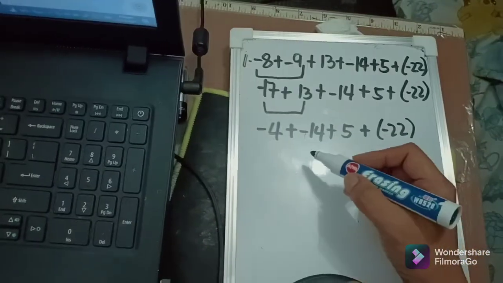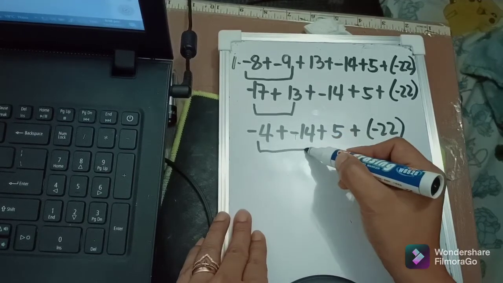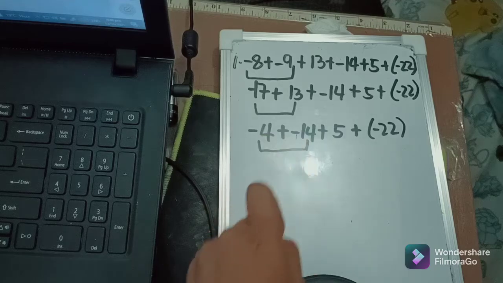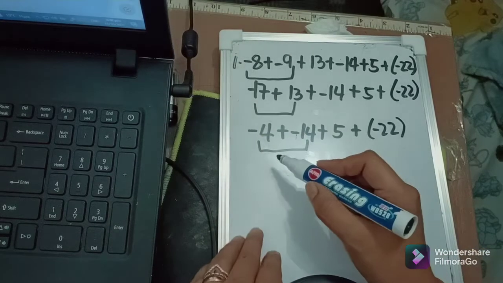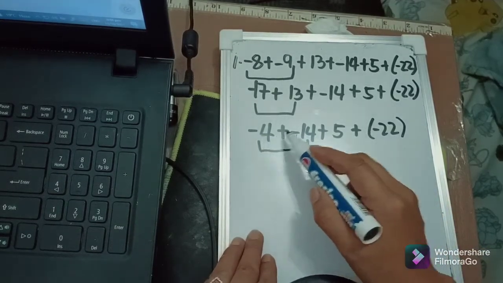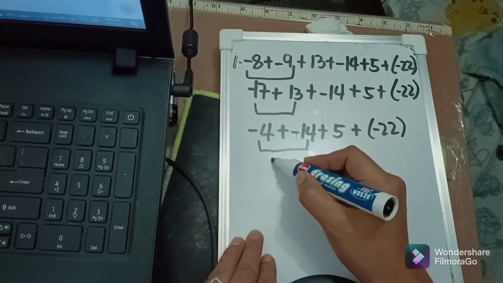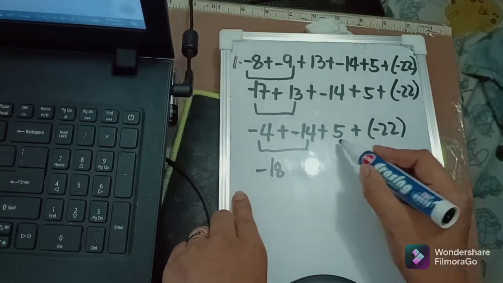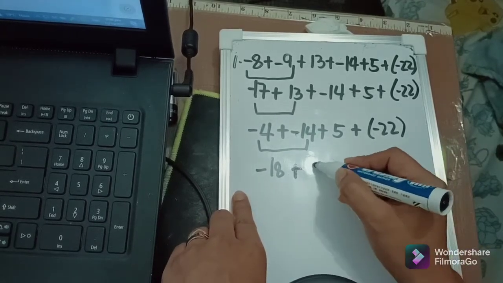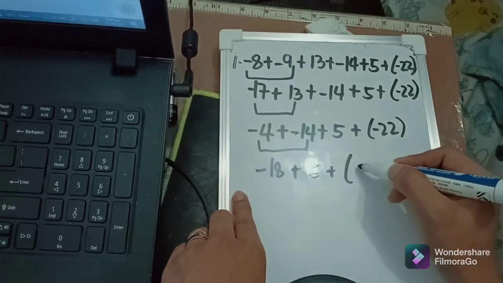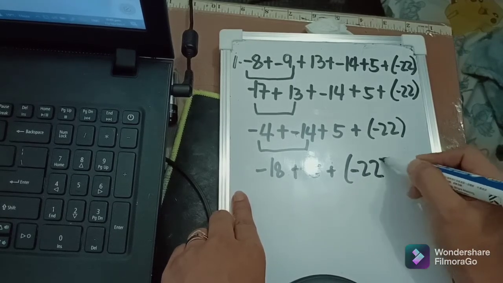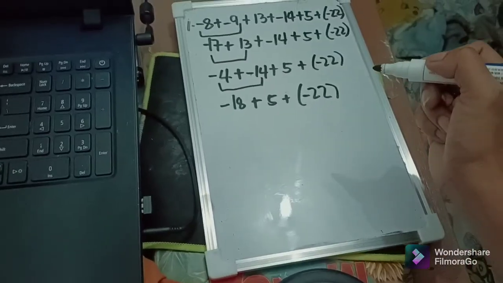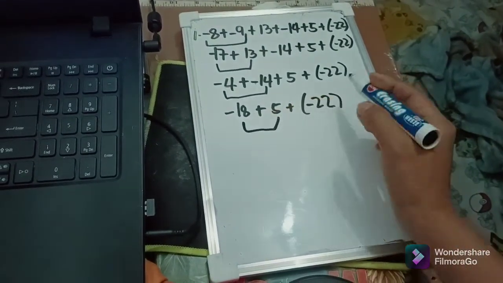Okay. And then, let's get another 2. Okay? Ito. Pareho ang sign. Therefore, we just have to add and copy the sign. Okay? So, 4 plus 14, that's gonna be 18. Copy the sign, which is negative. And then, copy the rest of the problem: plus negative 22. Sorry for the light reflection.